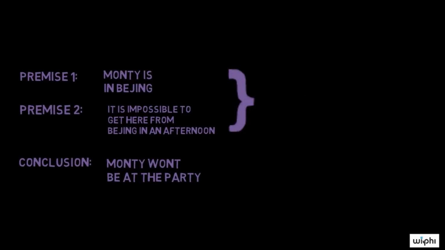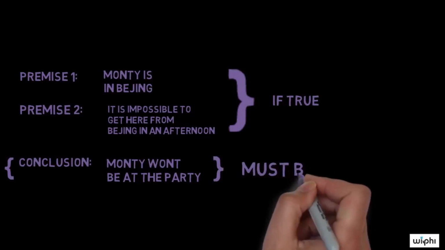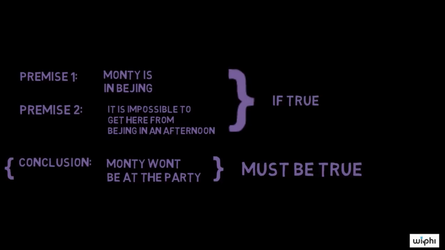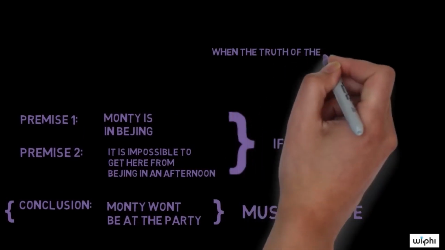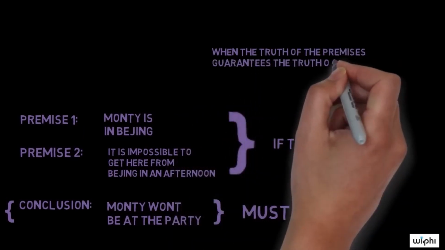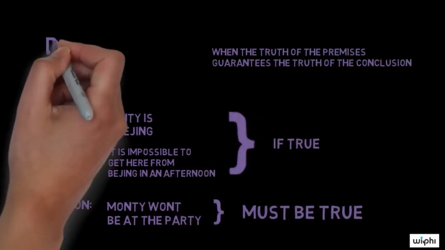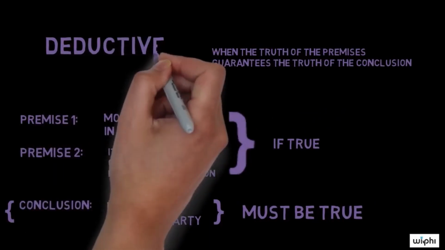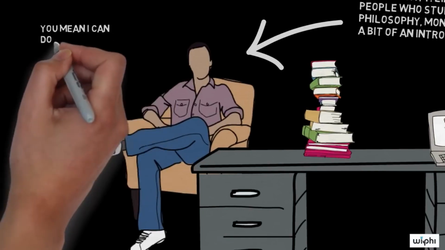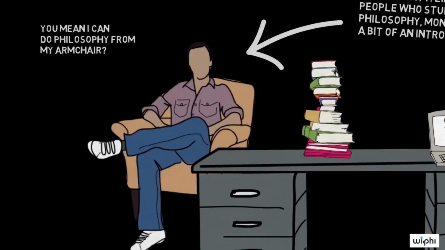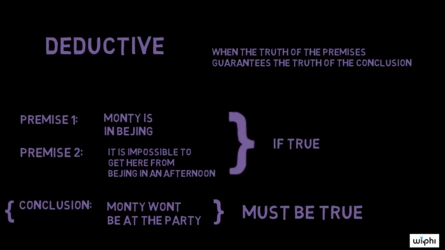If you consider the purple argument and think about what those premises say, you'll notice that if those premises are true, if Monty's in Beijing and can't get from Beijing to the party in time, then it must be true that Monty won't be at the party. Those premises guarantee the conclusion. In such an argument, where the premises guarantee the truth of the conclusion, we call the argument deductive. In a deductive argument, given the premises, the conclusion must be true. Just thinking about the information in the premises in a deductive argument gives you all you need to deduce the conclusion.